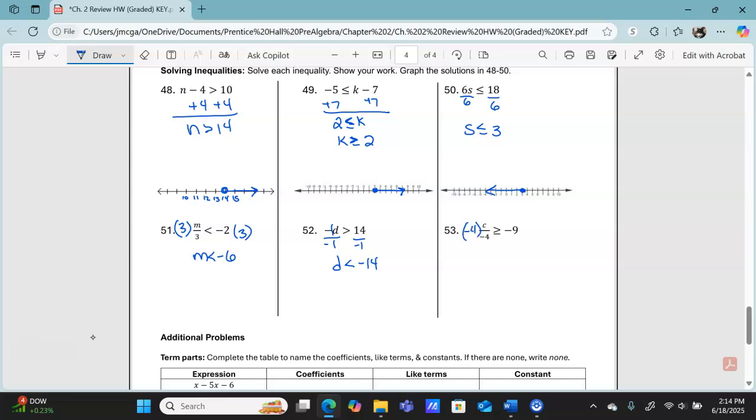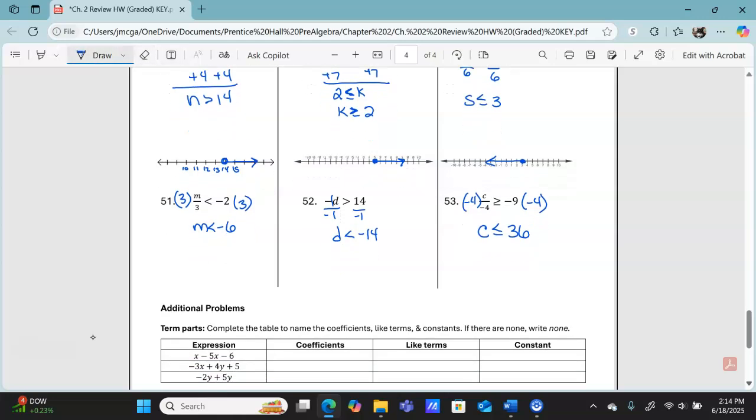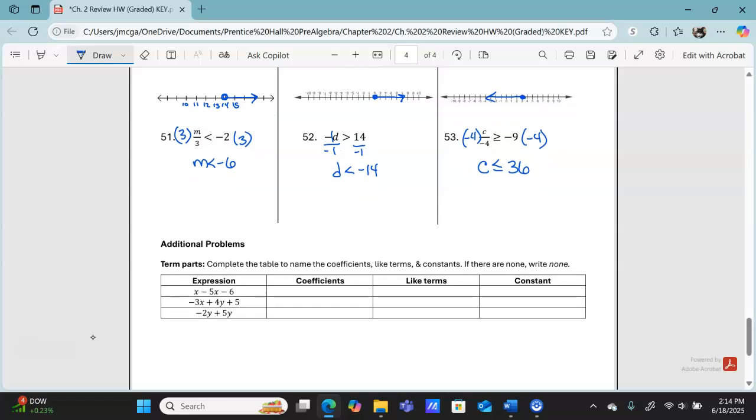Here we need to multiply by -4. And we get C is less than or equal to 36. Again, we changed the direction of our inequality because we multiplied by a -4. Not because of that negative. It was already there. We didn't multiply by it. We multiplied by a -4, and that's why we needed to change the direction of our inequality.